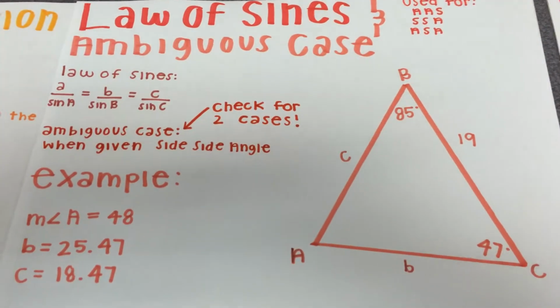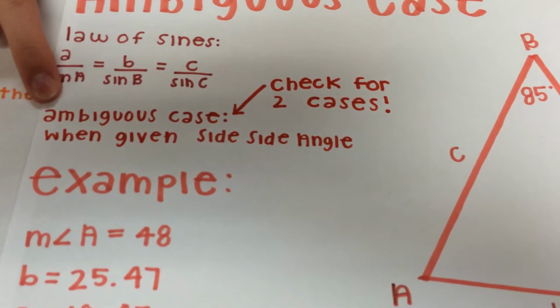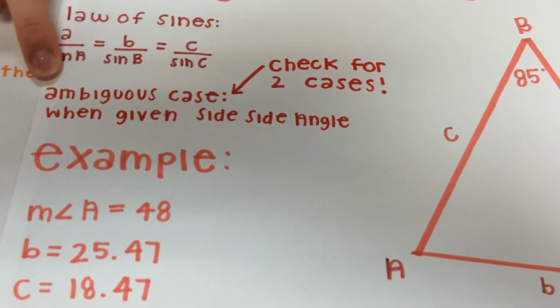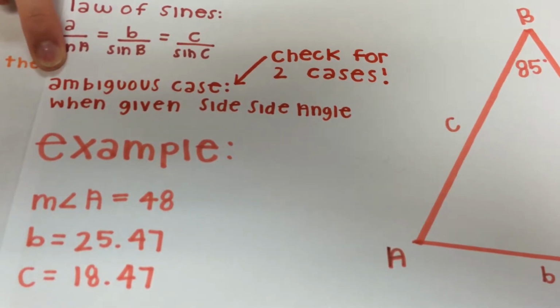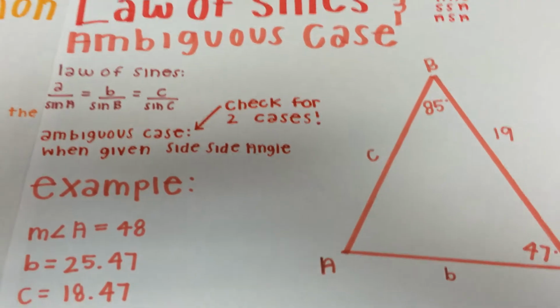You may also have to check for a second case of a side-side-angle triangle. After you find the missing angle, subtract it from 180 and add that value to the given angle. If it is less than 180, you have a second case.